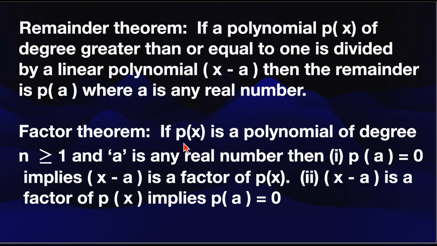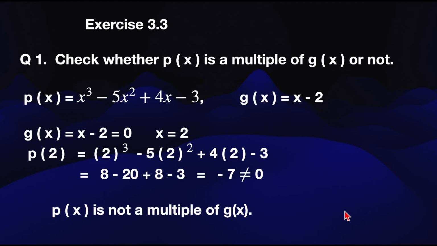Factor theorem. If p(x) is a polynomial of degree n greater than or equal to 1 and a is any real number, then p(a) is equal to 0 implies x minus a is a factor of p(x). x minus a is a factor of p(x) implies p(a) is equal to 0.